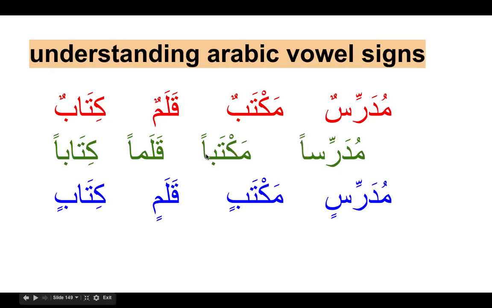This is an important writing rule which you have to remember, because if you don't understand this, and you're reading a mushaf which doesn't have vowel signs, then instead of mudarrisan, we'll be reading mudarrisa, which will be wrong. So just remember that the sign of double fatha is always written on an alif. So mudarrisun, mudarrisan, mudarrisin. So these are the vowel signs.